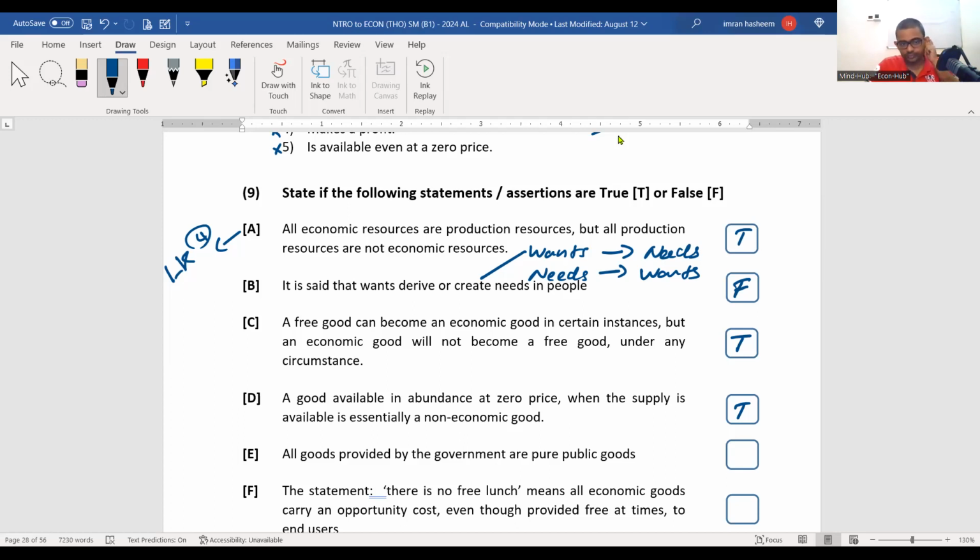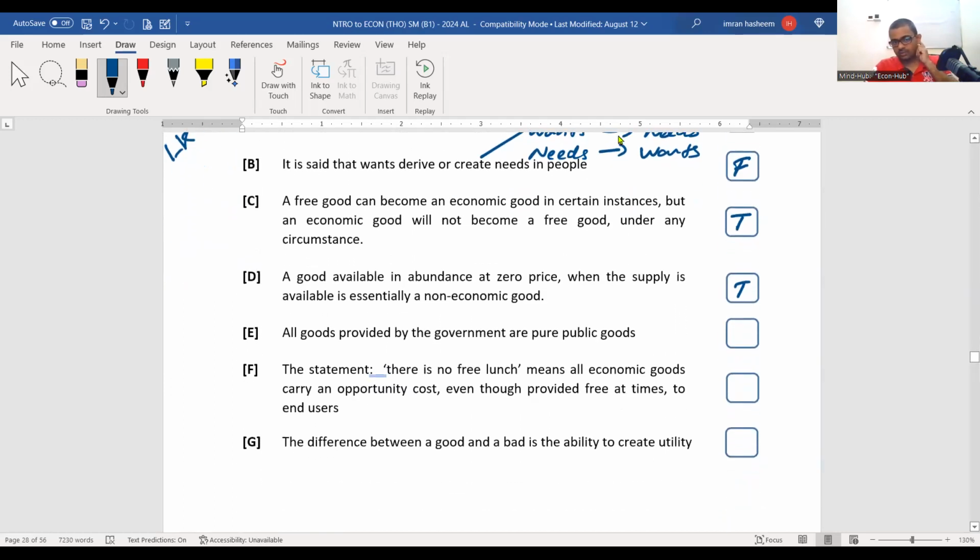All goods provided by the government are pure public goods. This again, we will learn about. I'll explain a bit now, but we will learn about this more in a whole separate unit, unit 8. In the revision, of course, I talk about it in unit 1, but in theory we learn it in unit 8 first. So this is false. I'll explain public goods in a bit.